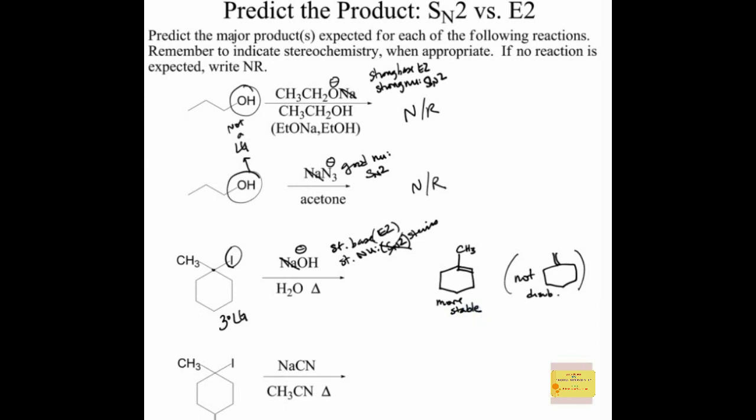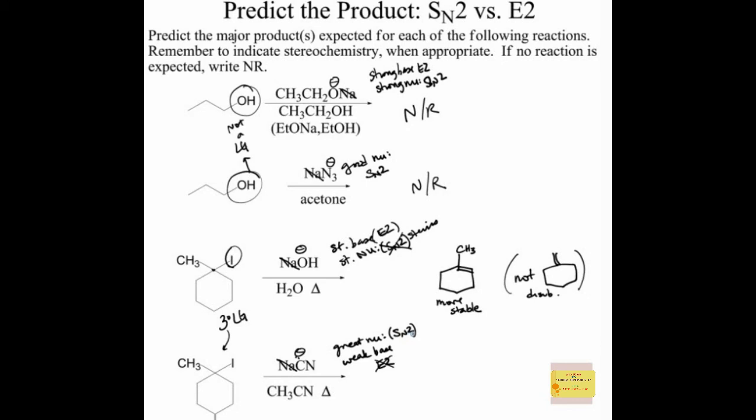Okay, and finally, here we have our same tertiary leaving group. And we have sodium cyanide. What do we know about sodium cyanide? Great nucleophile. Loves to do the SN2. Okay, is it a strong base? We have our list of strong bases. This is not one of them. This is a weak base, so it cannot do the E2.